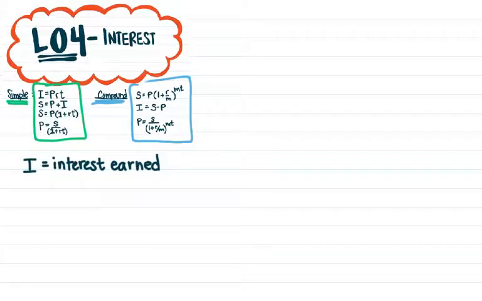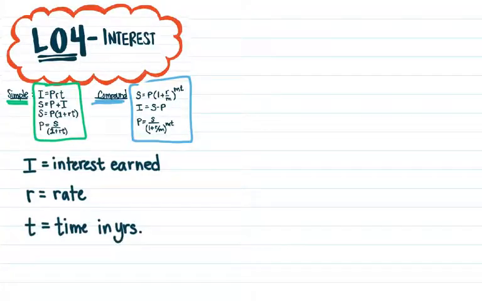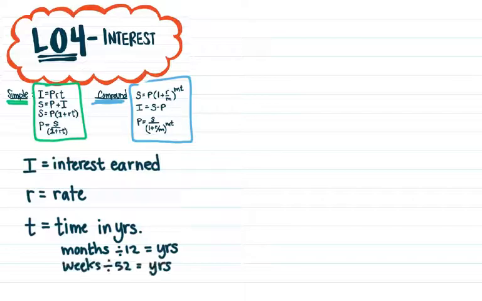The I always stands for the interest earned. R stands for the rate, the percentage. T is always the time in years. So be careful. If they give you an amount of time in months, you have to divide by 12. If they give you a time in weeks, you have to divide by 52. And if they give you a time in days, you have to divide by 365.